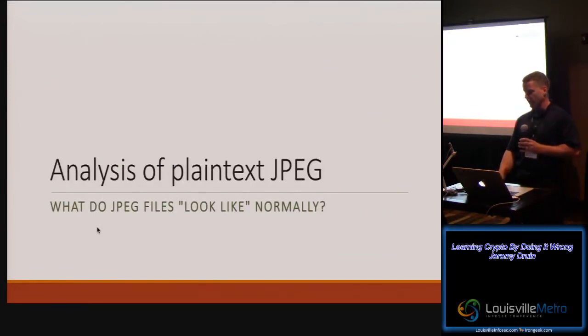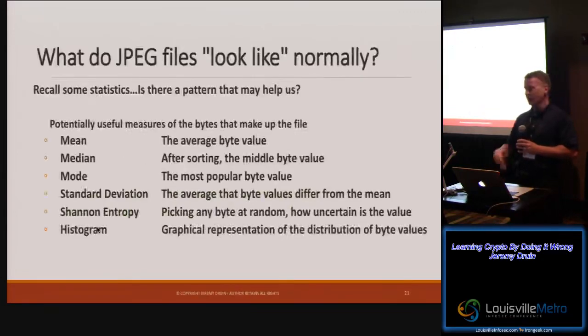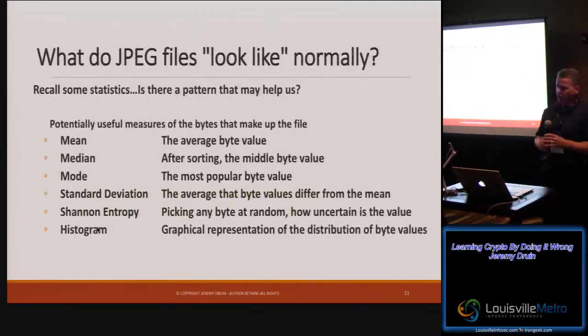So we'll start with, we're going to look at just plain text JPEGs. In other words, these are not encrypted. We just want to understand, what does a JPEG look like? In other words, how would you know that byte 0 is the most popular byte in a JPEG unless you actually looked at some JPEGs?